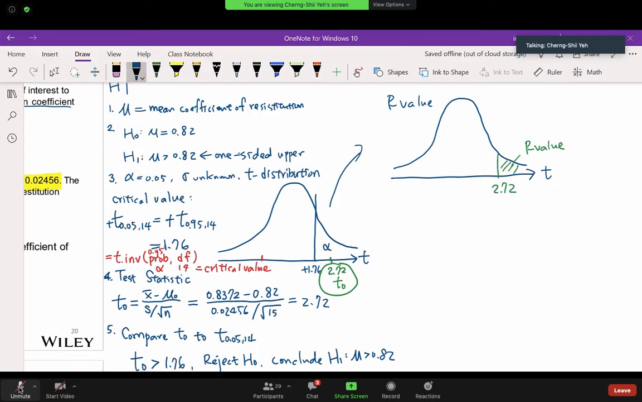I'm going to derive that and also compare it to my alpha. So my p-value is the probability of t in this distribution being greater than 2.72. We can derive this from 1 minus the cumulative probability of t less than 2.72. I'm going to derive this and quickly show you in Excel.